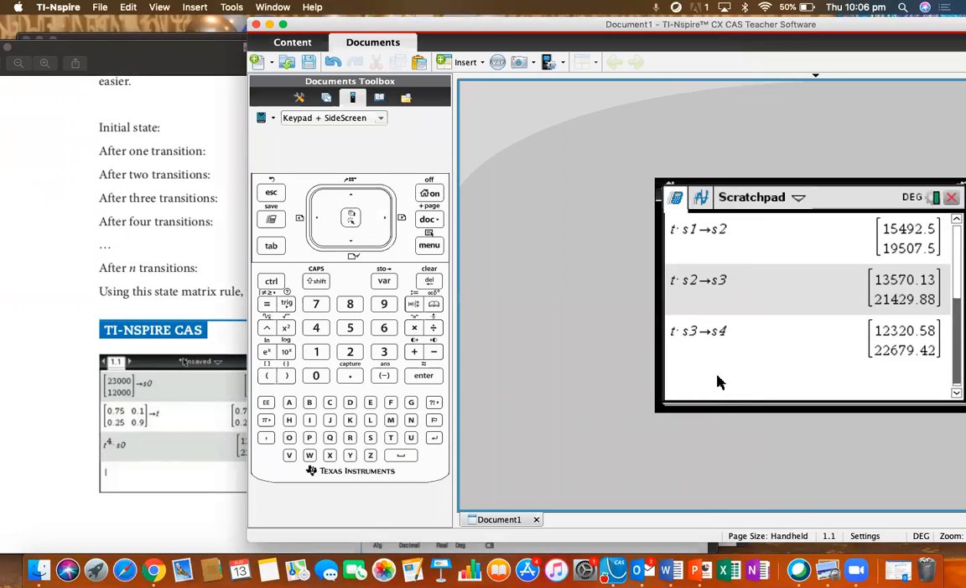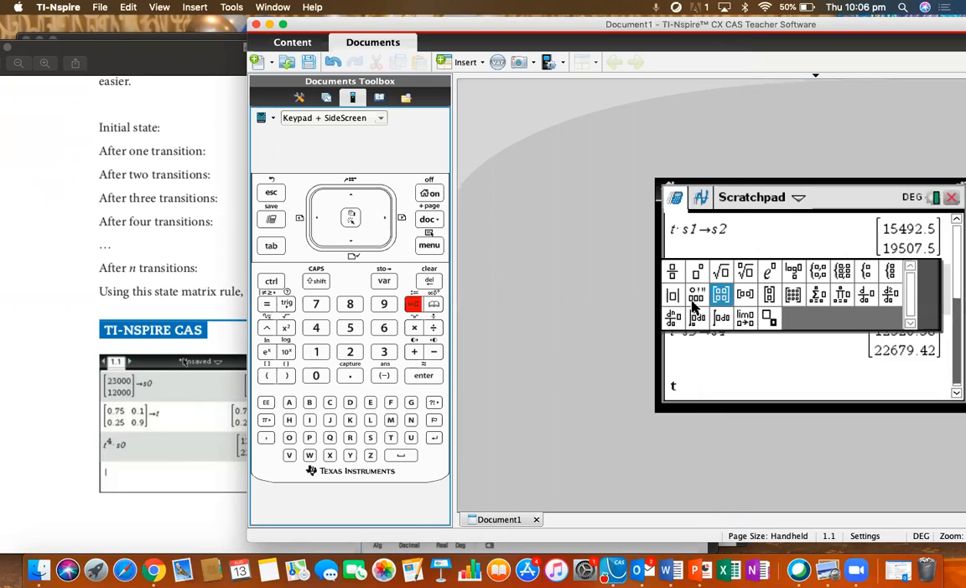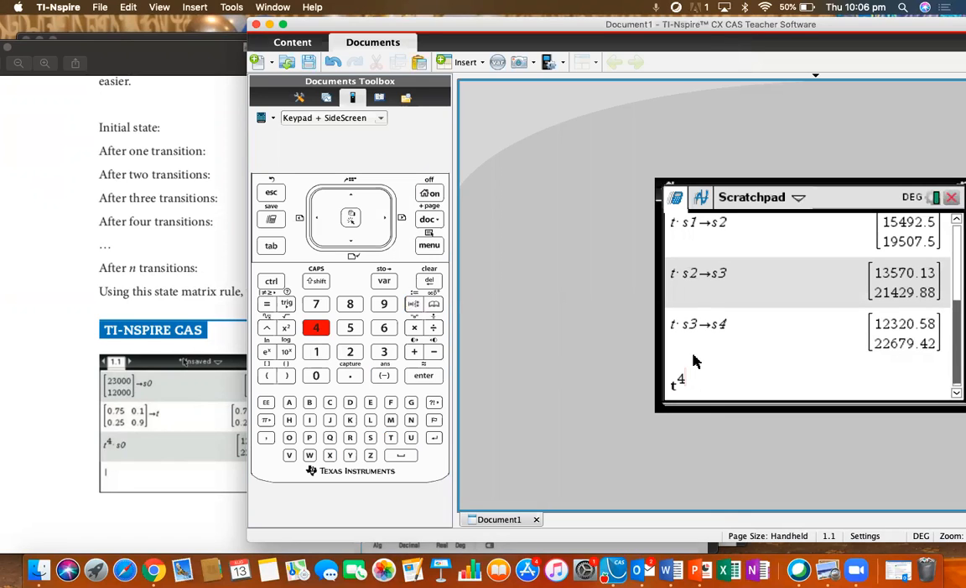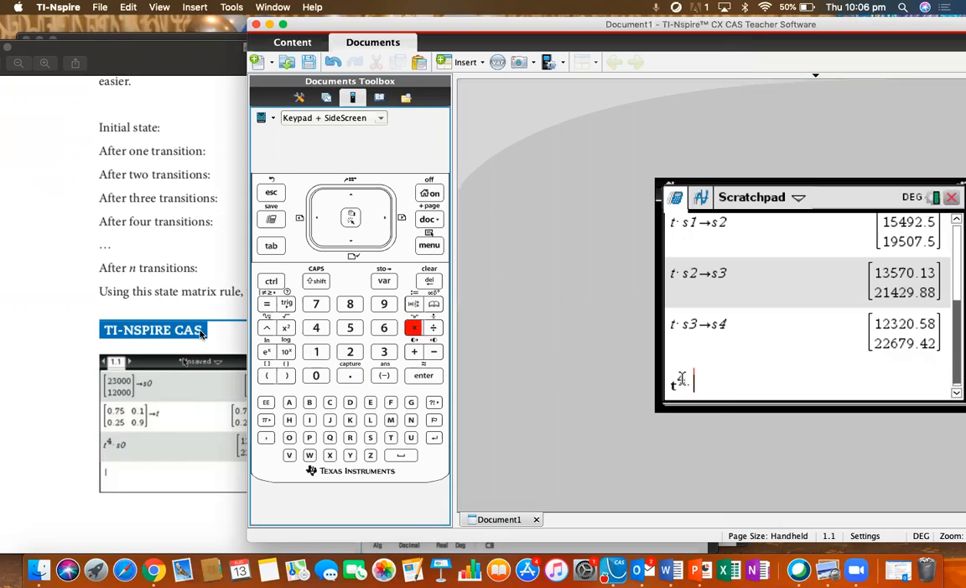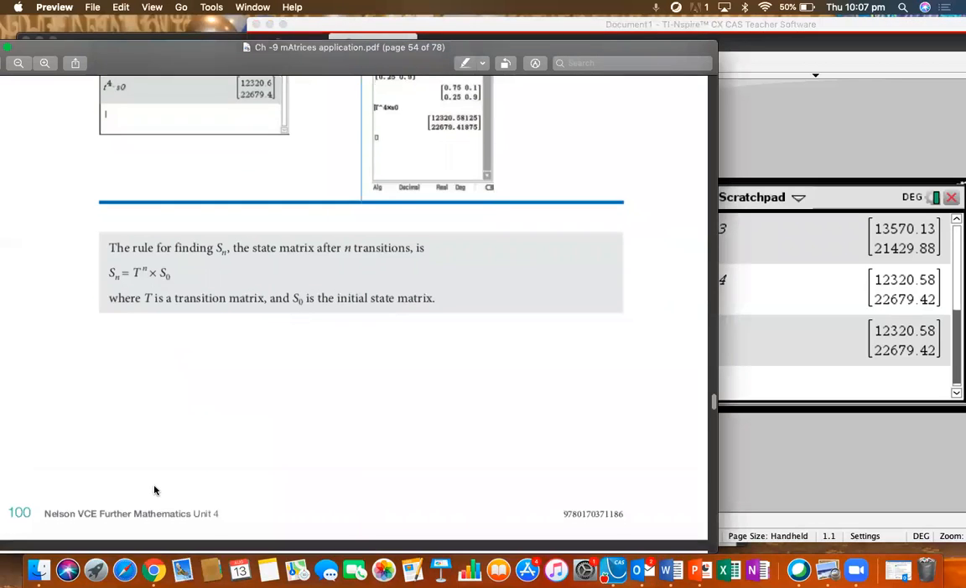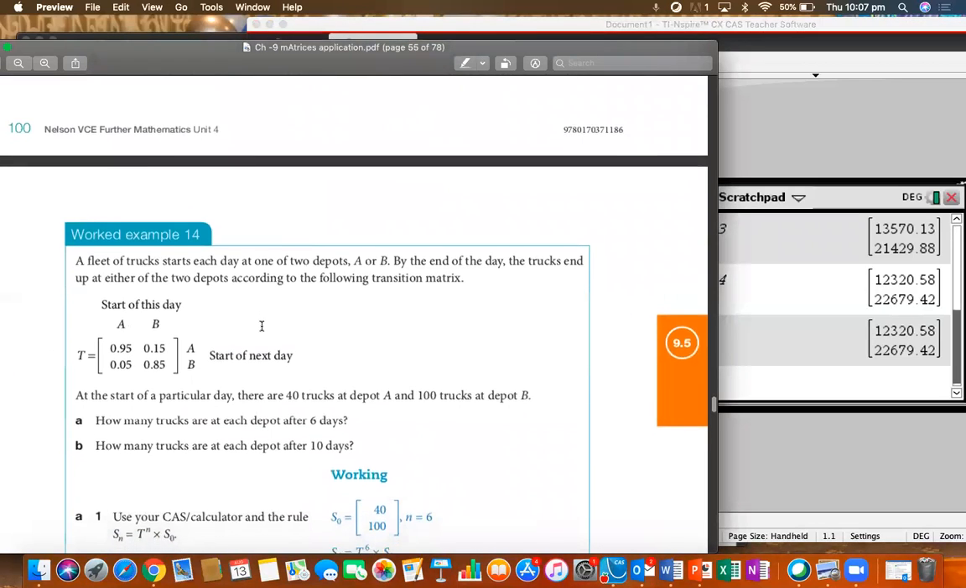So maybe if we do here, T raised to the power 4 times S0, we still get the same answer. See? So instead of doing that 4 times, you can just do raised to the power and times your initial matrix. That's pretty much it. Yeah, so make sure you note that as well.